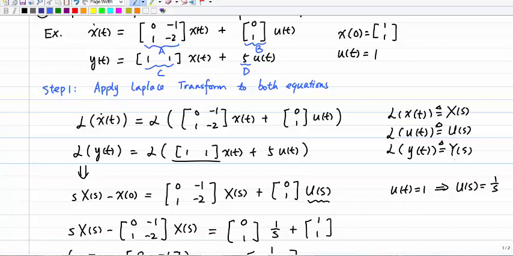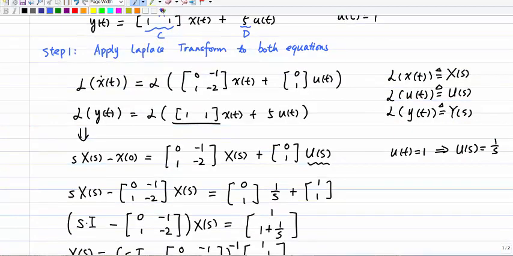Capital Y of s is the Laplace transform of y sub t. Once we do that, we use the property of a function's derivative. You can check the table to see the relation between the Laplace of derivatives and the Laplace of the original function x sub t. It's given by s times X of s minus x0.